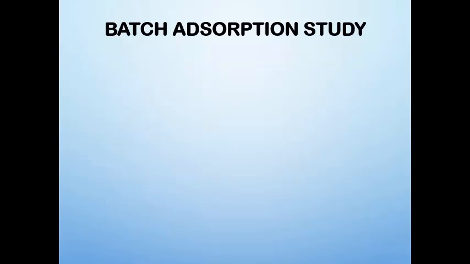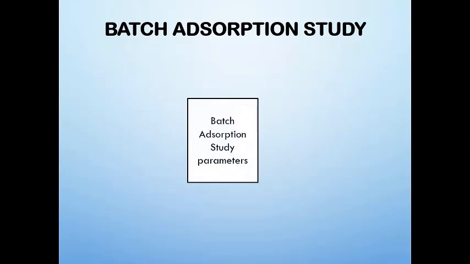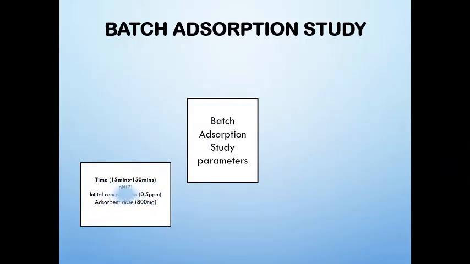Going towards the batch adsorption study, that is my third part. I have firstly selected the 4 parameters, mainly the adsorption parameters. I have kept one variable and the other 3 constant. For the first part, I have varied time between 15 minutes to 150 minutes, and kept pH constant at 7, initial concentration at 0.5 ppm, and adsorbent dose at 800 mg.